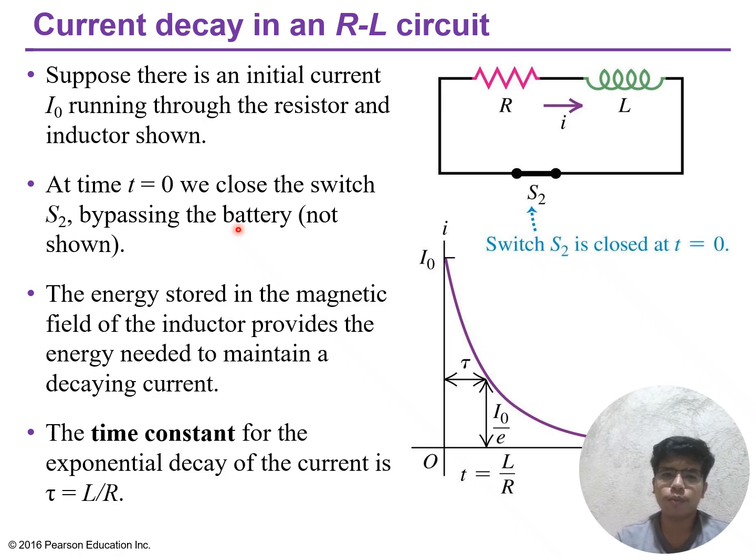The current decays exponentially: I of t equals I naught e to the minus t over tau, where tau equals L over R is the time constant. The graph shows I starts at I naught, drops to 37% of I naught after 1 tau, and reaches 5% after 3 tau. The energy U sub B equals one half L I squared and dissipates as heat in the resistor. So the inductor doesn't want current to change suddenly. The self-induced EMF opposes the change.